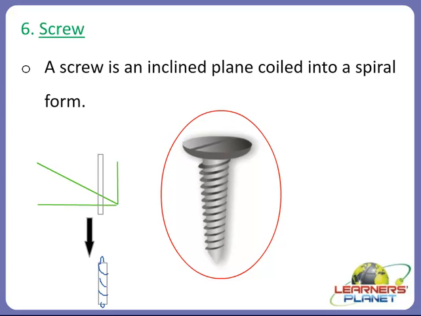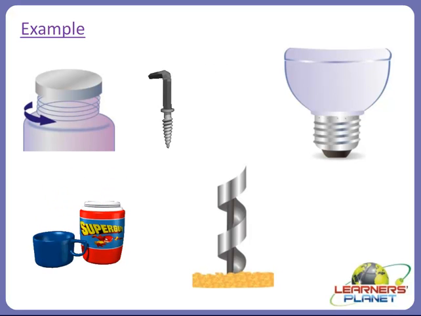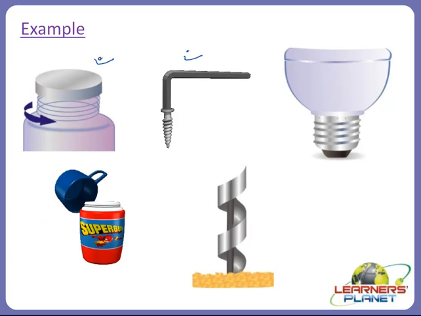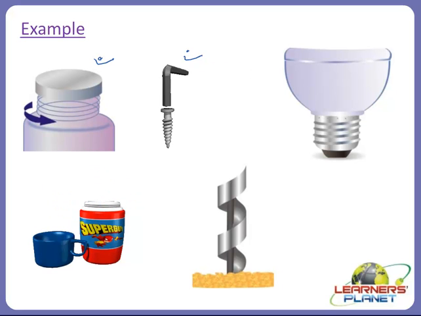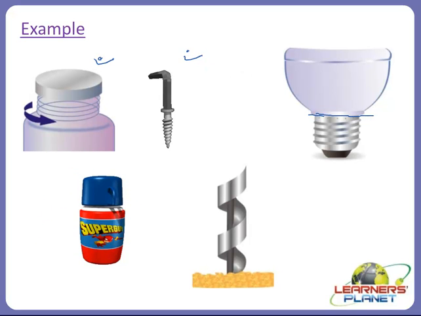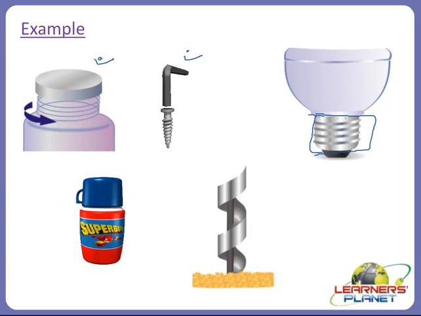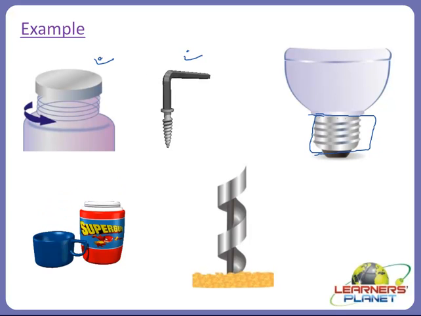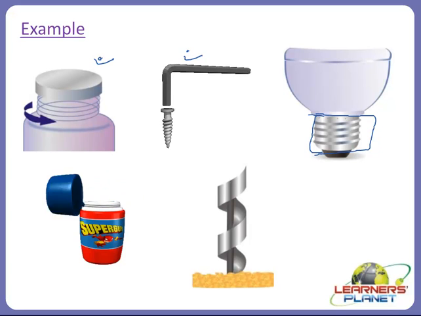For example, the screw cap of a bottle is an example of a screw. Even a screwdriver, or a screw jack which is used for lifting a vehicle. This is the lower side of a bulb which acts as a screw. This is the bottle cap, which acts as a screw. This is the drilling machine. This also acts as a screw.